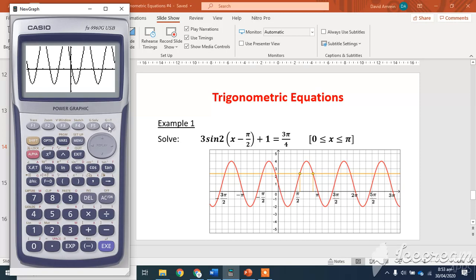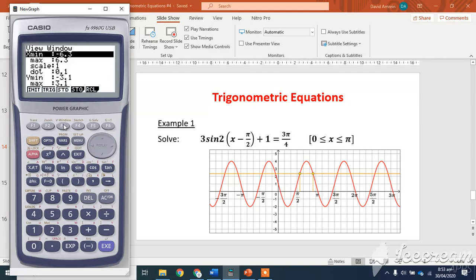Now, if you don't see a good picture to what you see on the screen, let's go into view window. Now, I know the graph here goes on the x-axis from negative 3 pi over 2 all the way out to 3 pi. I don't want to do that. I'm only interested in the region between 0 and pi, which is what I want my solutions. So I'm going to go from 0 to pi for my x value.